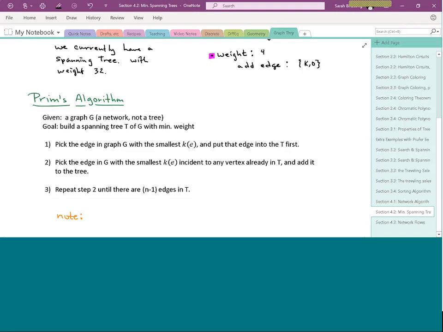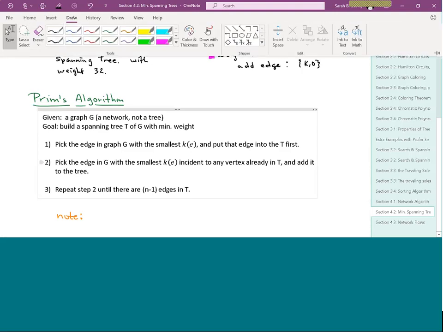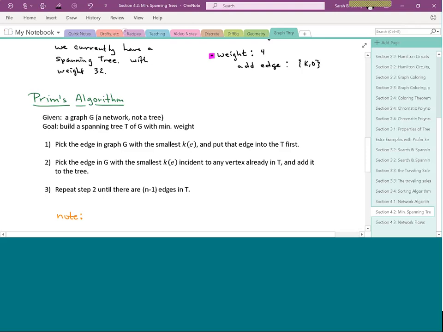Now, Prim's algorithm is different. You pick your edge that has the smallest weight. If you have a tie, pick whichever one you want. It doesn't matter. And here's the part that's specific to Prim's algorithm. The next thing you're going to do is pick an edge in your graph with the smallest weight left of an edge you haven't used yet that is incident to any vertex already in the tree that you're building. So let me highlight the key things here.